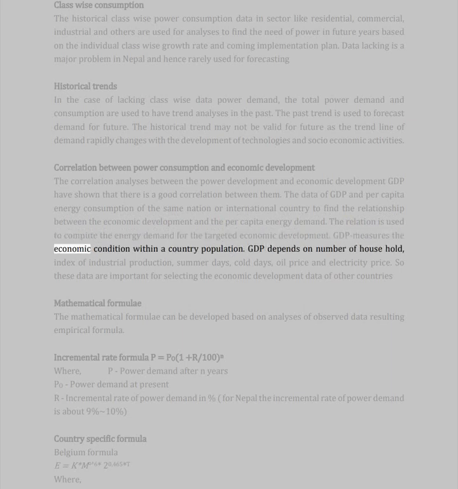GDP measures the economic condition within a country's population. GDP depends on the number of households, index of industrial production, summer days, cold days, oil price and electricity price. So these data are important for selecting the economic development data of other countries. 4. Mathematical formulae. Mathematical formulae can be developed based on analyses of observed data, resulting in empirical formulae.